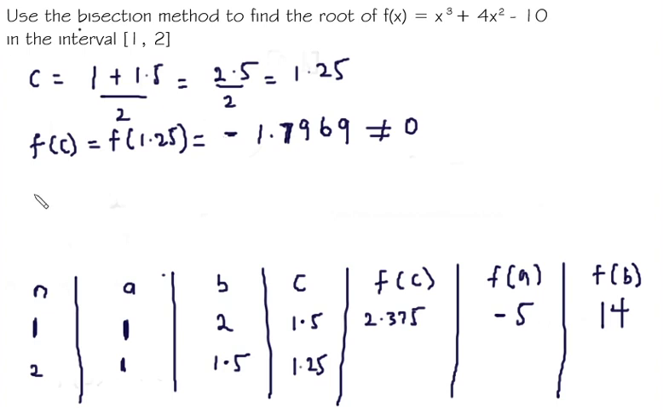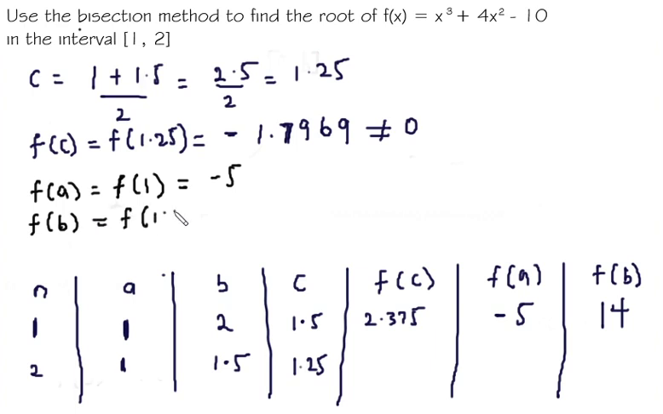So for our next step, we find f of a, which is f of 1. F of 1 is equal to minus 5. Then find f of b. F of b is equal to f of 1.5. So f of 1.5 is 2.375. Okay, so 2.375.